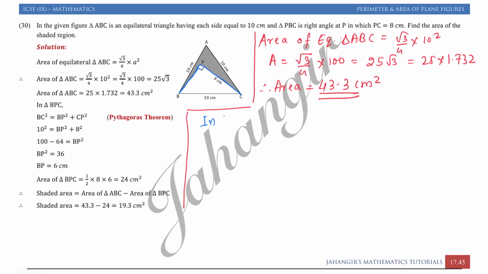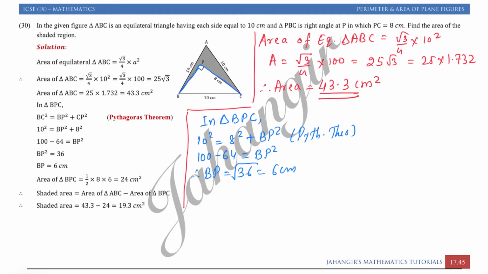We'll say in triangle BPC, 10 is hypotenuse, 10 square is equal to 8 square plus BP square. Pythagoras theorem. So 100 minus 64 is equal to BP square. So therefore BP is equal to square root of 36, which is equal to 6 centimeter. So this is now 6 centimeter.